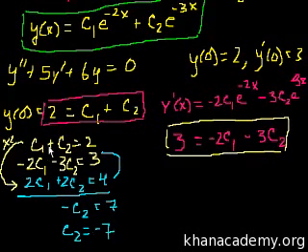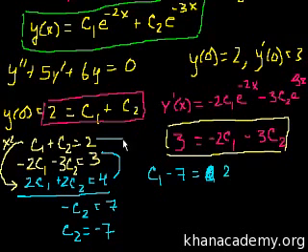And now we can substitute back in here. We have c1 plus c2. I'm already confusing myself, my brain was getting ahead of me. C1 plus c2, that's -7, is equal to 2. I'm just substituting back into this equation. Sorry, not a differential equation, it's just a simple linear equation. And then we get C1 is equal to 9.